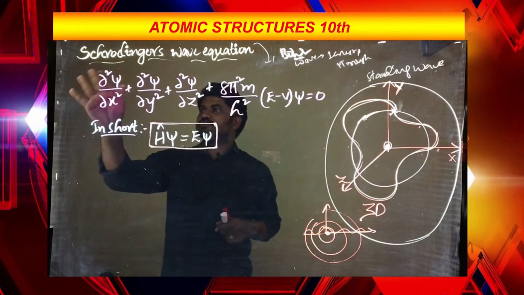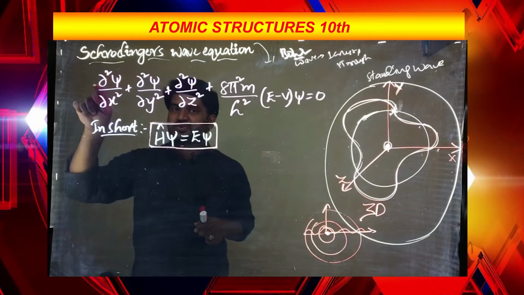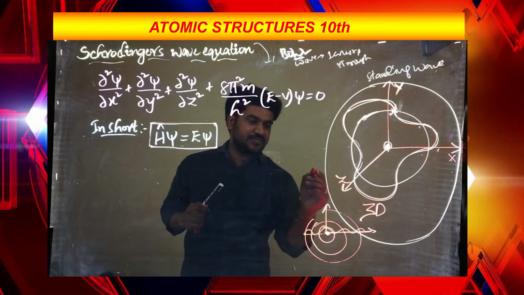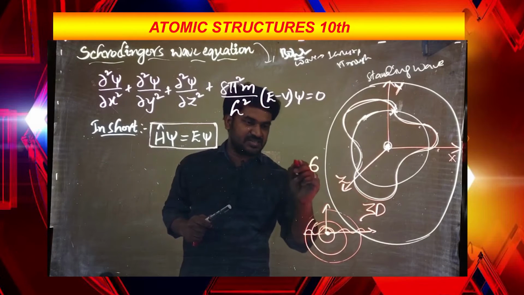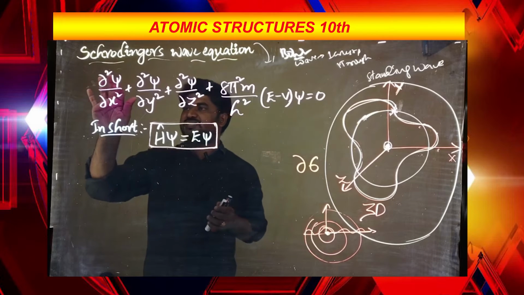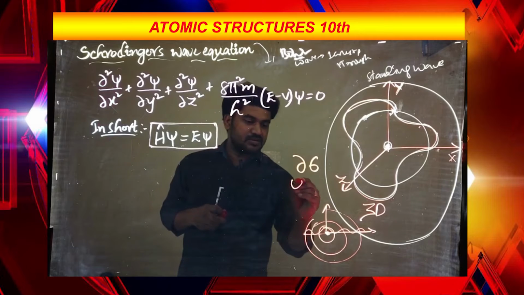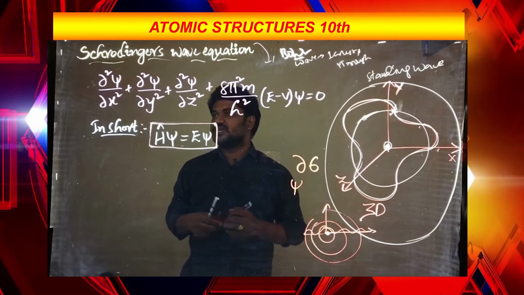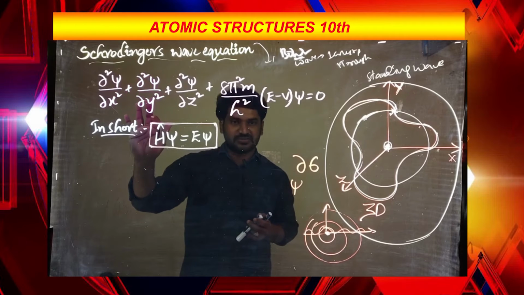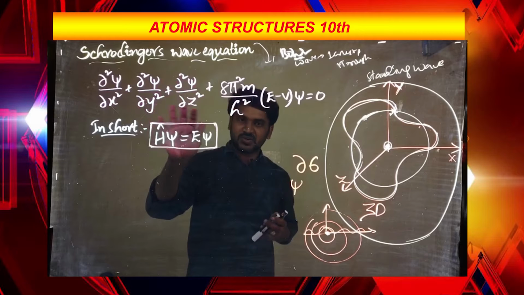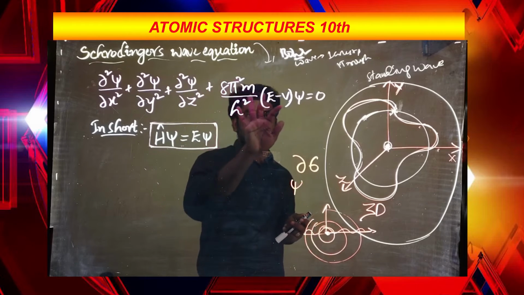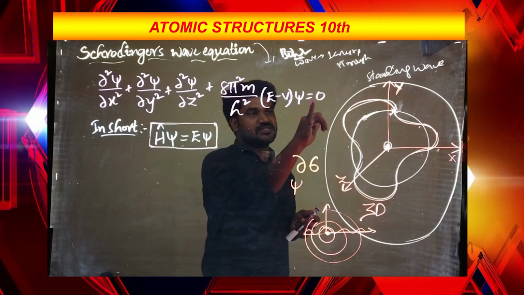See here: dou square psi by dou x square. This we call dou, not like the number 6; it is the opposite of 6. This symbol we call psi. Dou square psi by dou x square plus dou square psi by dou y square plus dou square psi by dou z square plus 8 pi square m by h square into (E minus V) psi is equal to 0.